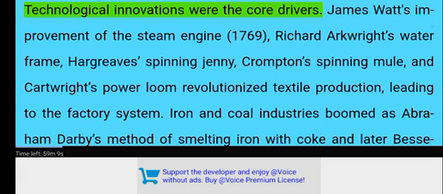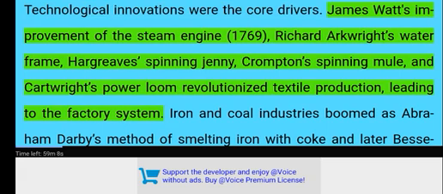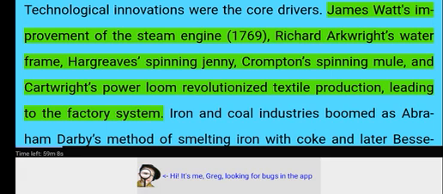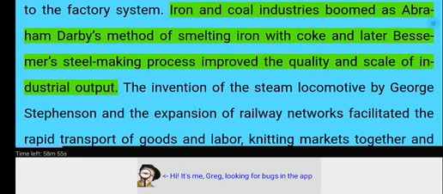Technological innovations were the core drivers. James Watt's improvement of the steam engine (1769), Richard Arkwright's water frame, Hargreaves' spinning jenny, Crompton's spinning mule, and Cartwright's power loom revolutionized textile production, leading to the factory system. Iron and coal industries boomed as Abraham Darby's method of smelting iron with coke and later Bessemer's steel-making process improved the quality and scale of industrial output.